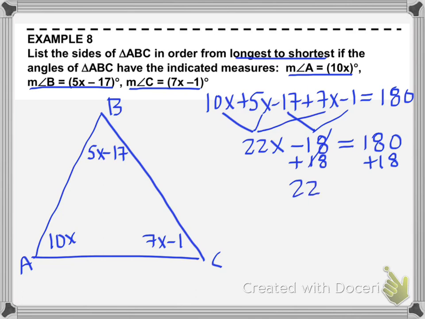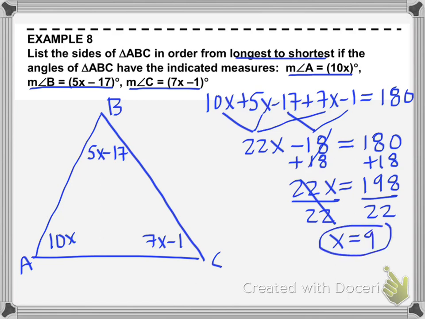So 22x equals 180 plus 18, which is 198. And then we'll divide both sides by 22 to isolate our variable. 198 divided by 22 gives us an x value of 9. Okay, so now that I know that x is 9, I can go back in and figure out how big each angle is.